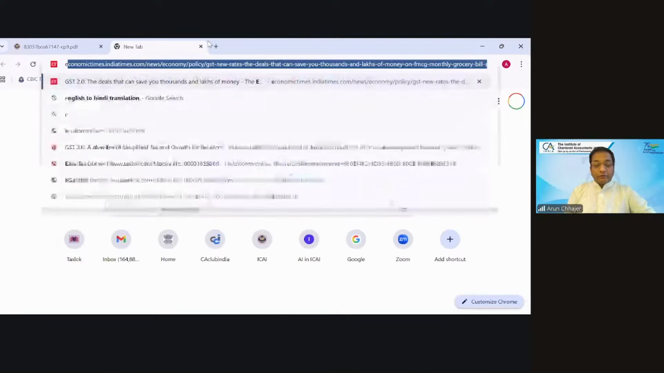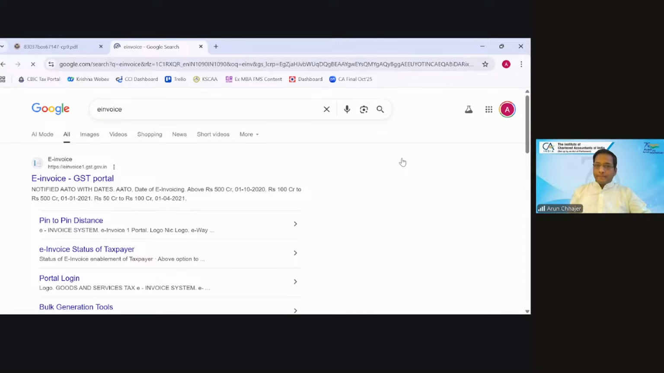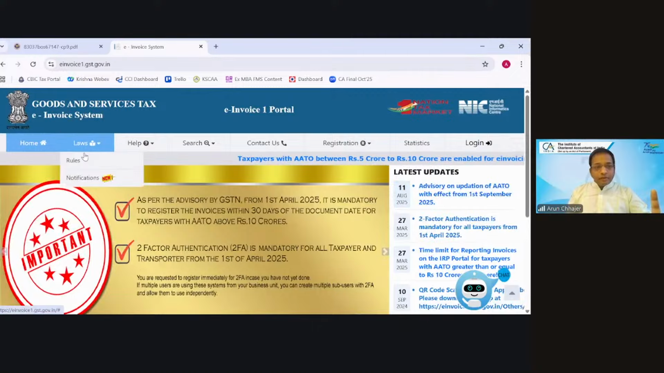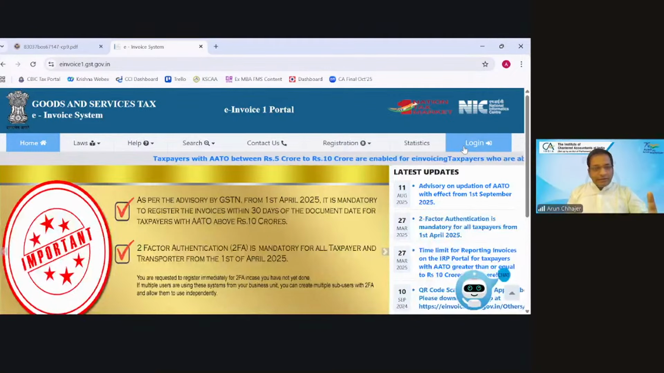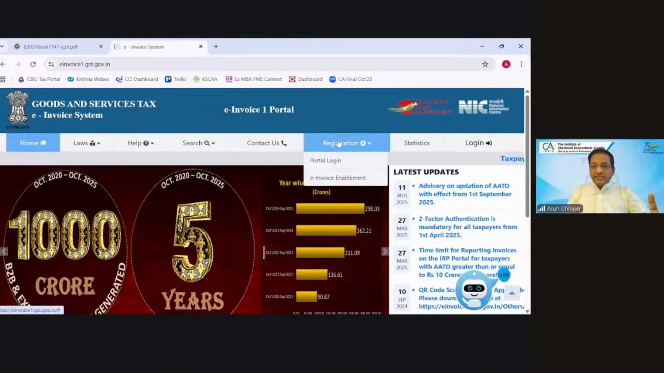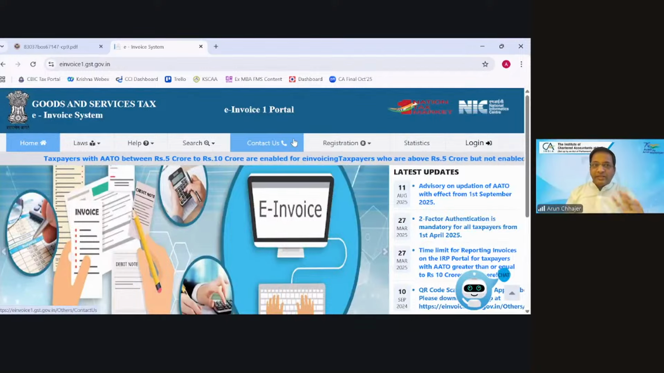Let me show you the e-invoicing government portal as well. This is the e-invoicing government portal which is being developed by NIC. So you can log into that particular e-invoicing and then you can prepare the same. As we discussed, it is applicable for more than 5 crore. If it is less than 5 crore, you cannot make the e-invoicing as of now.